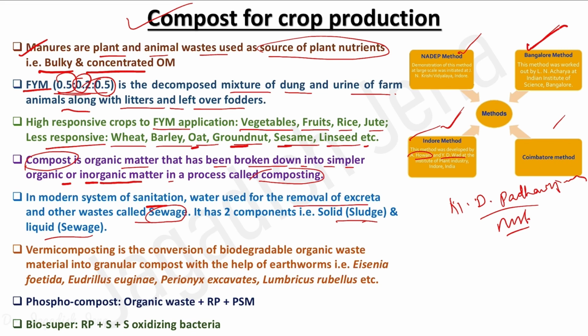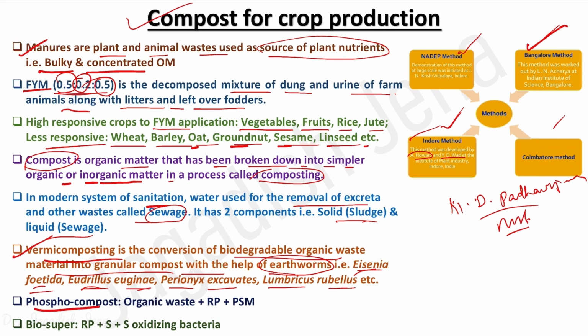Another one we were discussing was vermicomposting. Vermicomposting is basically the conversion of biodegradable organic waste material into granular compost with the help of earthworms. Most of the earthworm species we use in our field for vermicomposting are Eisenia foetida, Eudrilus eugeniae, Perionyx excavatus, Lumbricus rubellus. Mostly these two, Eisenia foetida and Eudrilus eugeniae, are used in the vermicomposting method.